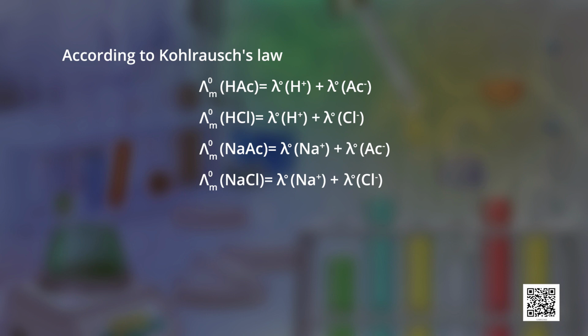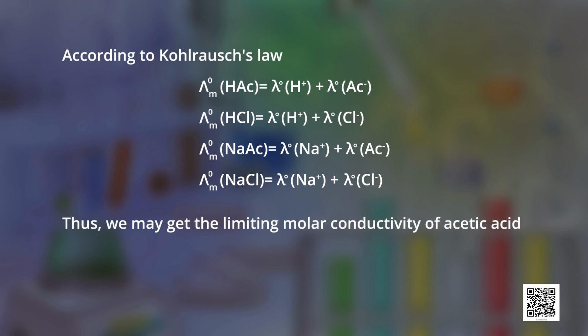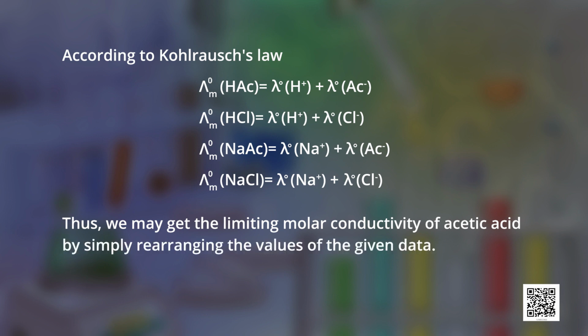And lambda m naught for sodium chloride is equal to lambda naught for sodium ions plus lambda naught for chloride ions. Thus, we may get the limiting molar conductivity of acetic acid by simply rearranging the values of the given data: lambda m naught of acetic acid is equal to lambda m naught for hydrochloric acid plus lambda m naught for sodium acetate minus lambda m naught for sodium chloride.